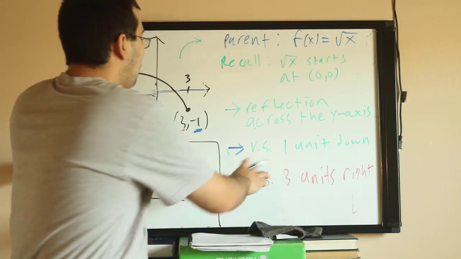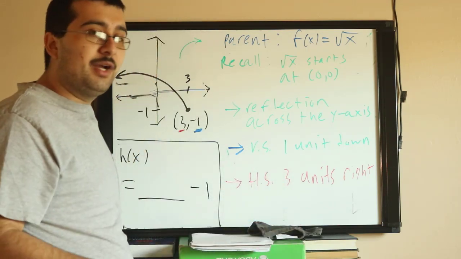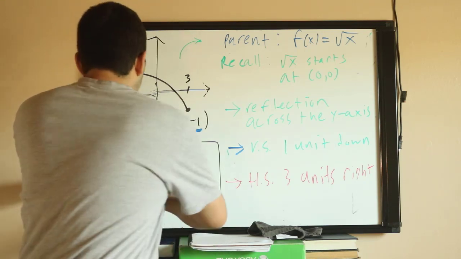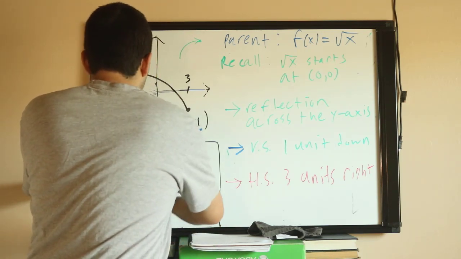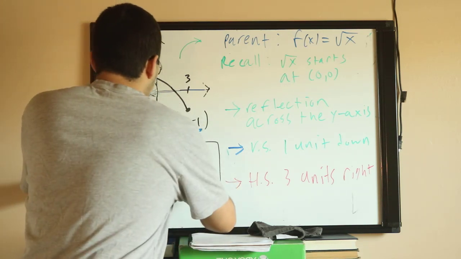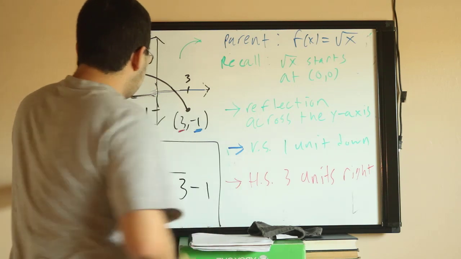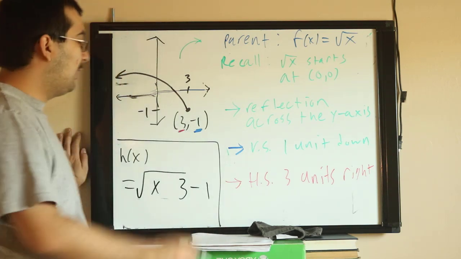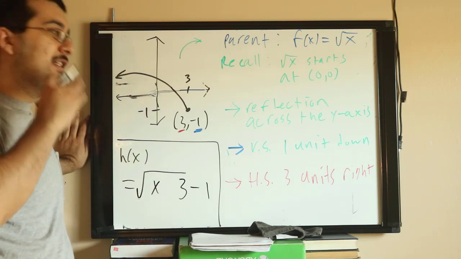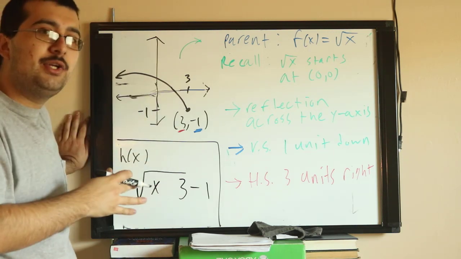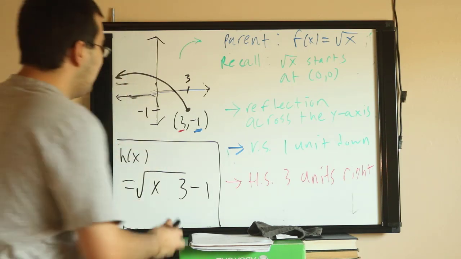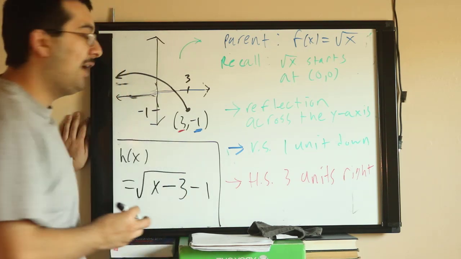Now, I also have a horizontal shift. I have 3 units right. And remember, that is directly affecting the variable x. Horizontals directly affect the x. So I have my x, I have my 3. I want to affect the x directly, so I put it inside the square root. And this is going back to, remember, counterintuitive. We are moving right, counterintuitive. I don't add, I subtract. So I have x minus 3.